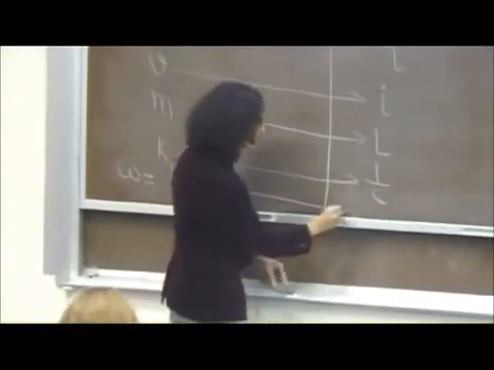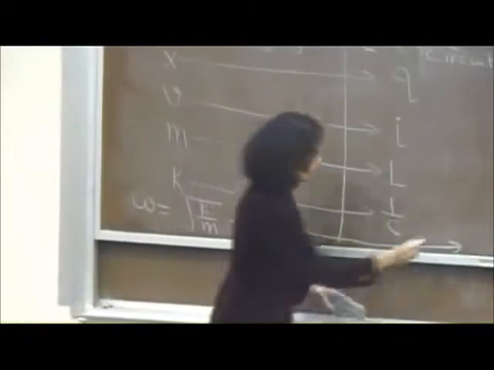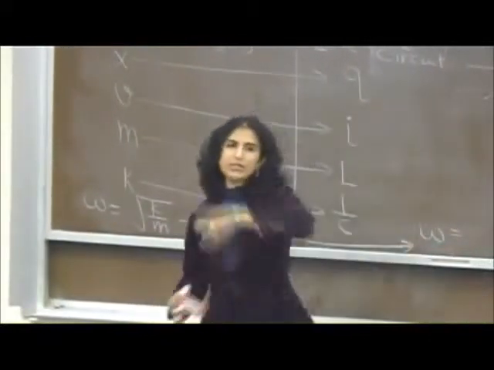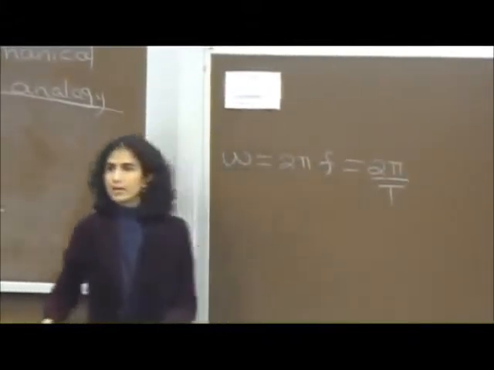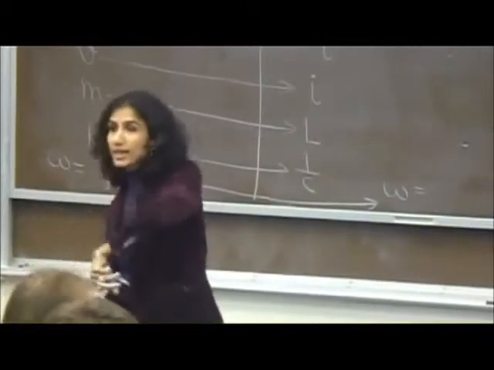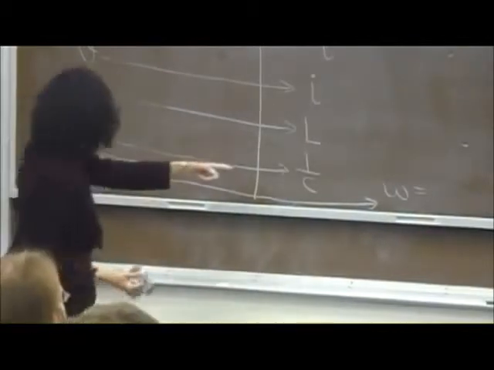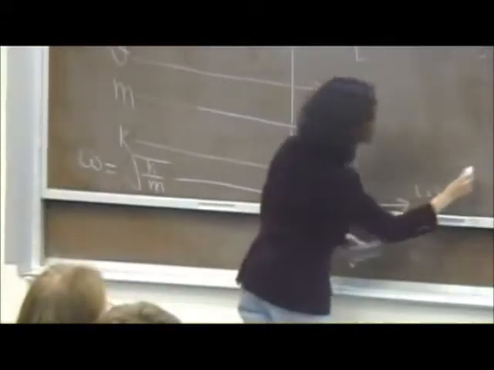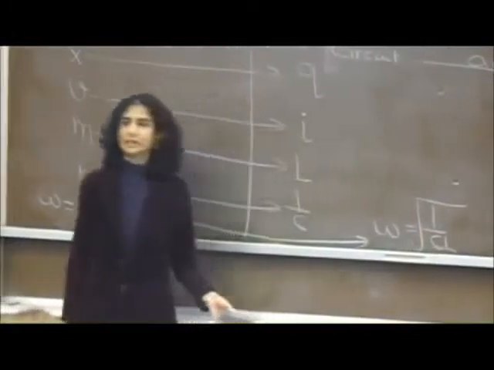Can anybody make a guess what omega should be here? Good. Omega is the angular frequency, right? Remember, omega is equal to 2 pi times f. F is 1 over the period. Frequency f basically says how many cycles per second, how many times this circuit will oscillate per second. How many times the current will go like this every second, a full cycle? What do you think it should be? If K is 1 over C, and M is L, then it should be the square root of 1 over LC. Isn't that true?